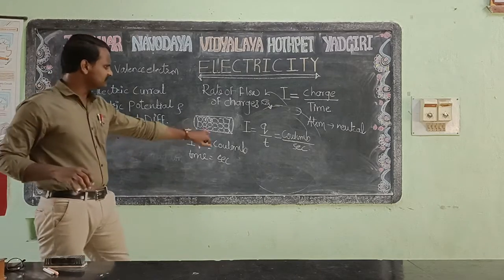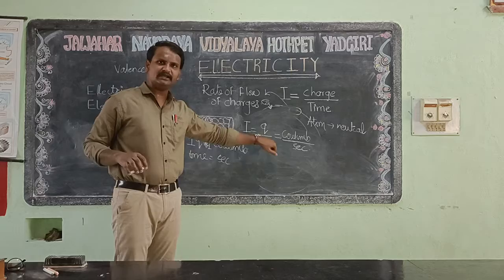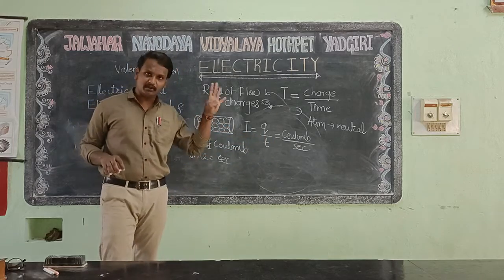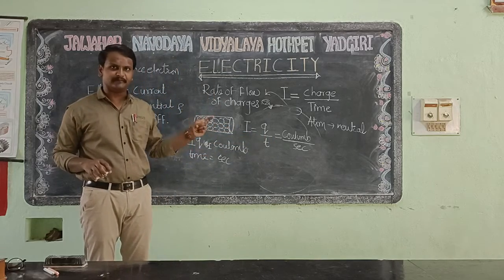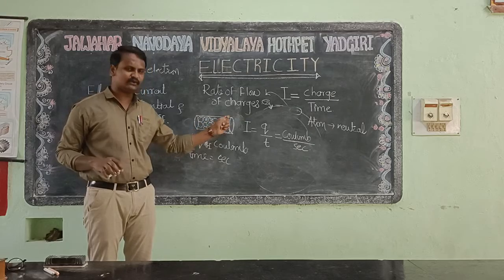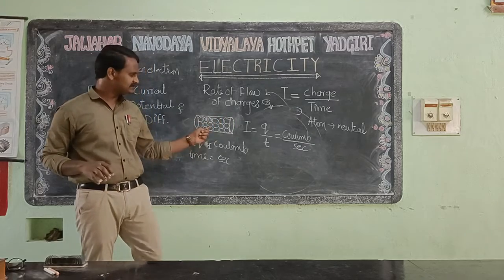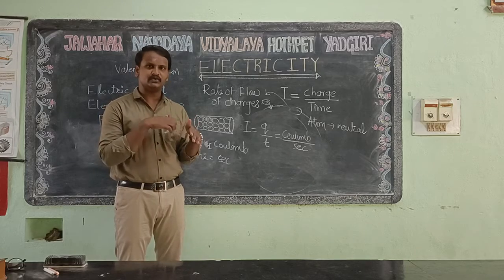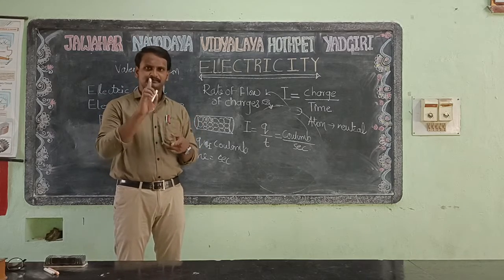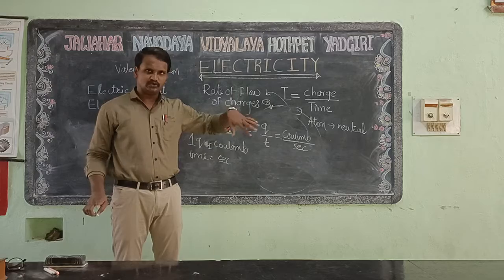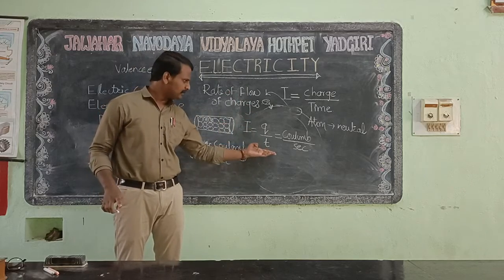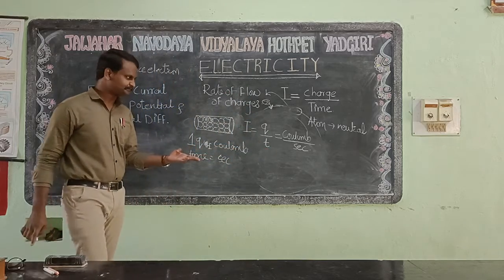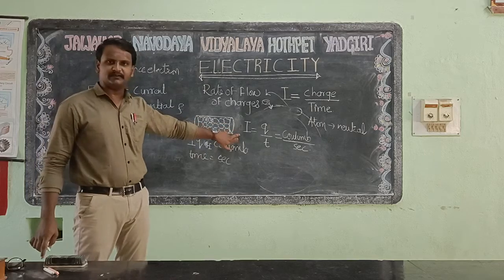In this case, I is Q by t. We are taking the total number of charges flowing per unit time, the number of electrons flowing through this wire. We are not considering one electron. We are considering the total number of charges flowing per unit time. That is called current.